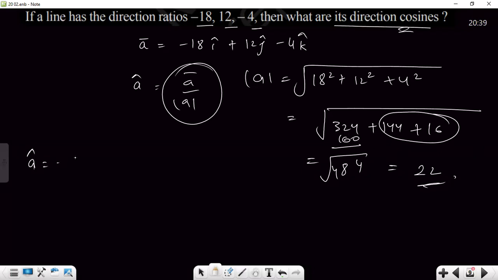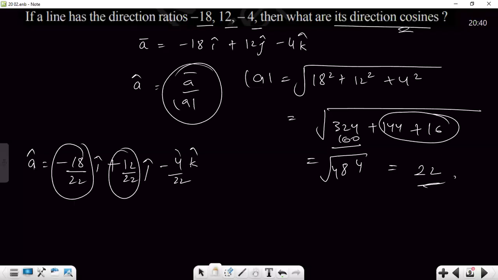The unit vector will become minus 18 by 22, 12 by 22, minus 4 by 22. And these will be our direction cosines. We can cancel them because they are divisible by 2. So minus 9 by 11, 6 by 11, and minus 2 by 11. Is this question clear? I've solved it fast.